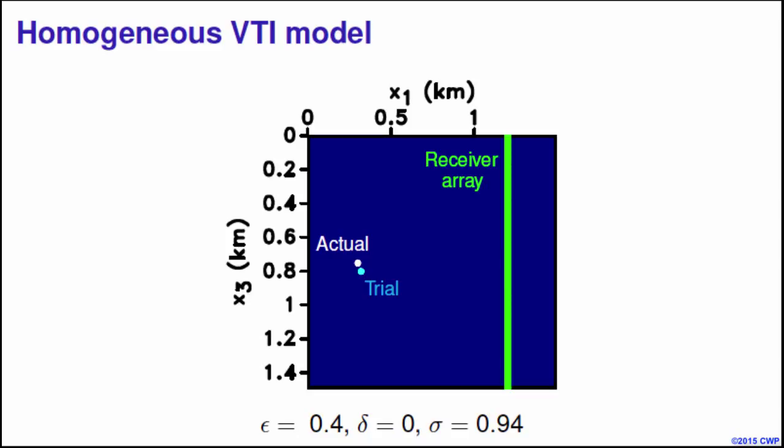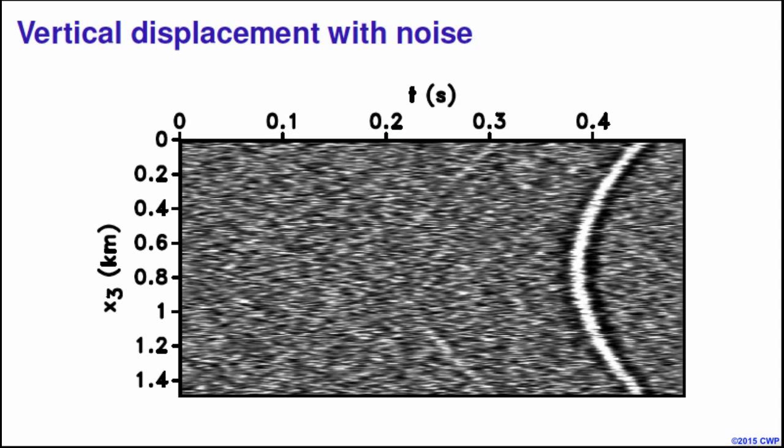So now let's go back to the homogeneous VTI model that we showed before, and this time we go back to the case where we have full aperture, but in this case, we assume that the observed data in our inversion is contaminated by noise, as you can see here for the vertical displacement recorded at the receiver locations. The magnitude of the noise is 7% of the maximum amplitude in the observed data. And now let's see what happens when we perform inversion under these conditions.